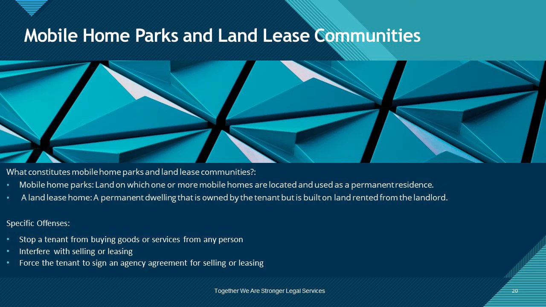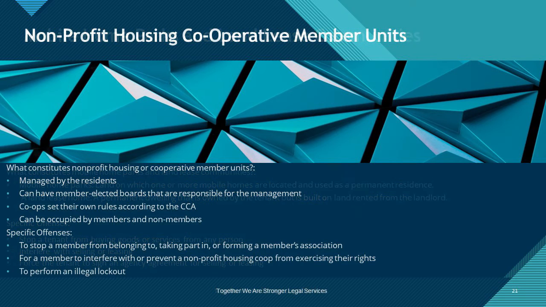rented from the landlord. Along with all the other rules stipulated in the Residential Tenancies Act, it's also an offense to stop a tenant from buying goods or services from any person, interfere with selling or leasing a house or mobile home on the land, and finally, to force a tenant to sign an agency agreement for selling or leasing a house on the land. What this essentially means is that despite the fact that you own the land that the house is on, they still have the right to rent out their mobile home or house as well.